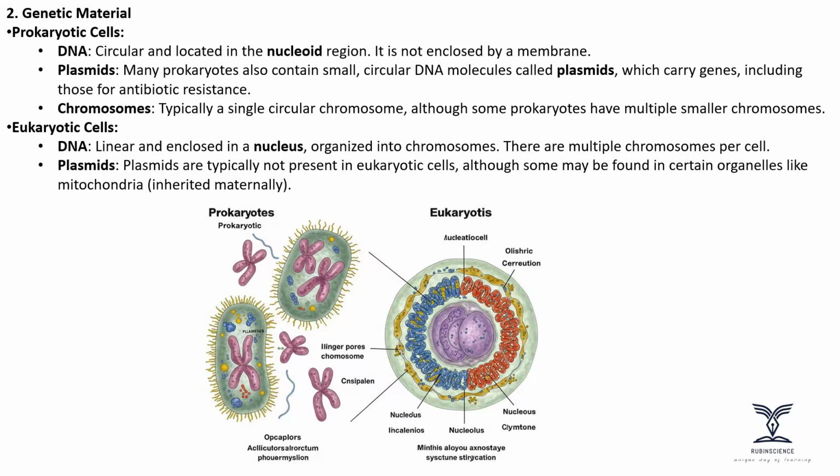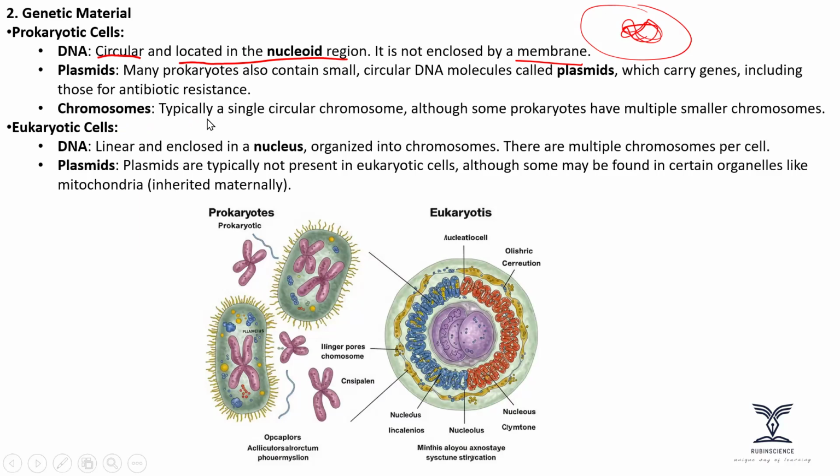The next differentiation is genetic material. As I said, both have genetic material, whereas it is circular in prokaryotes and linear in eukaryotes. So DNA is circular and located in the nucleoid region, which is not enclosed by a nuclear membrane. So it is freely floating in the cytoplasmic region. And they have plasmids.